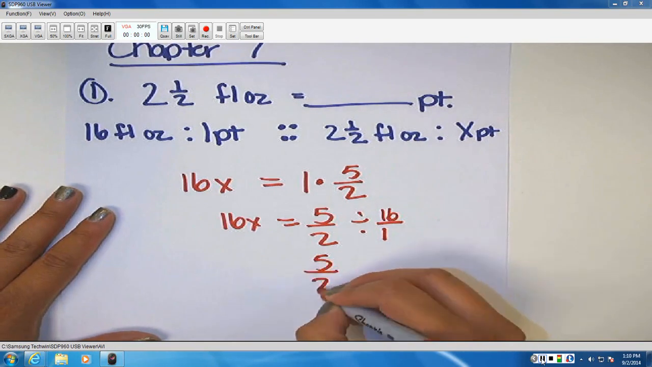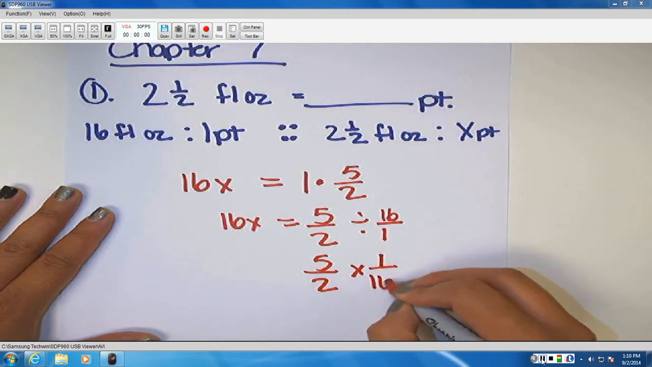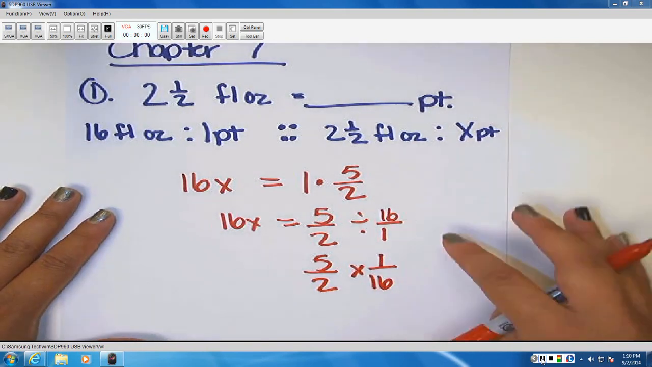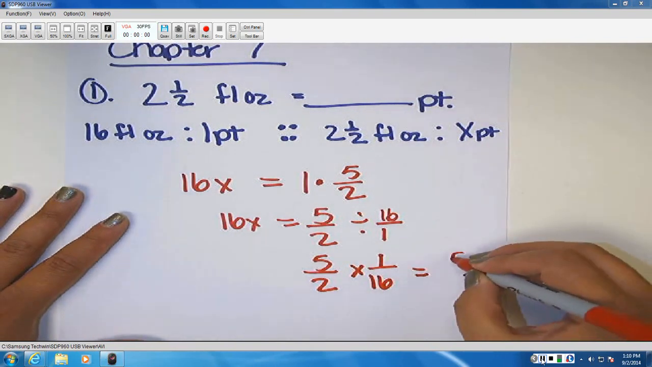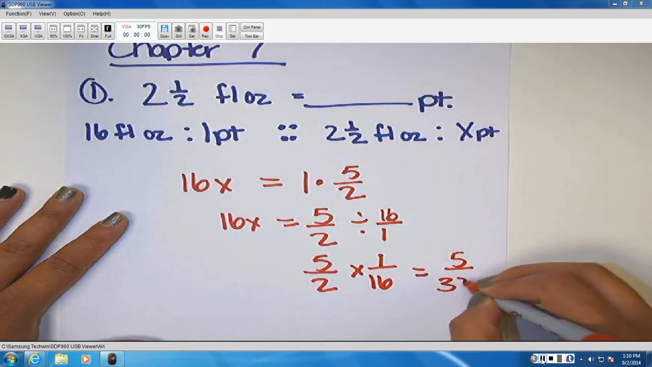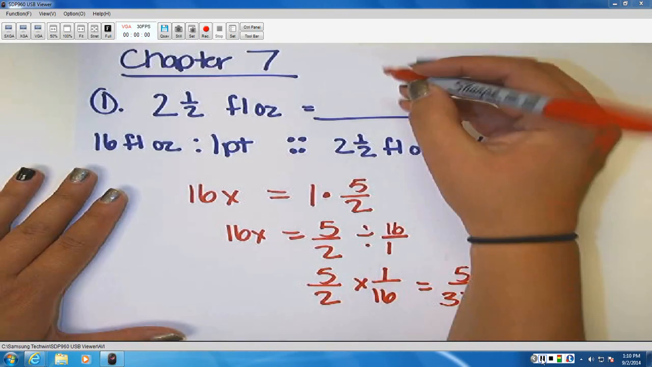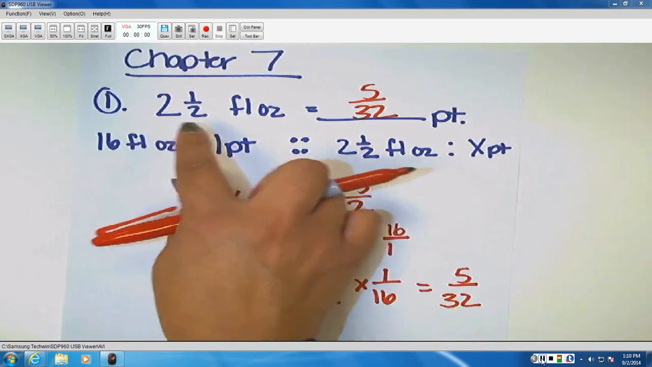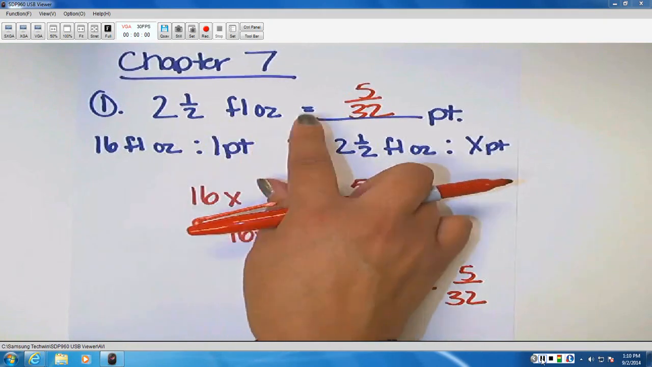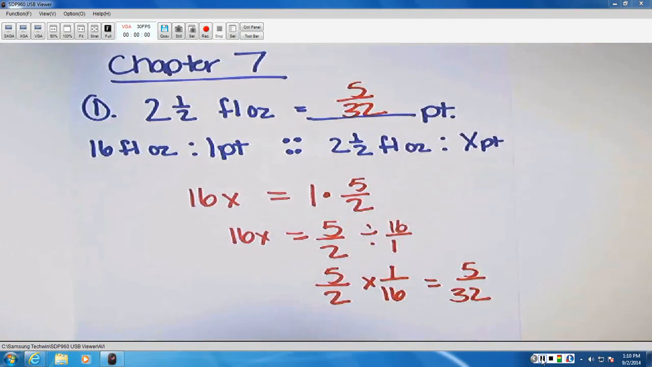So it's going to be 5 halves times 1/16. So I just flipped that one. And now I can just multiply straight across. So this equals 5/32. And that's what I'll plug in up here, 5/32. So 2.5 fluid ounces equals 5/32 pints. Okay, let's do another one.